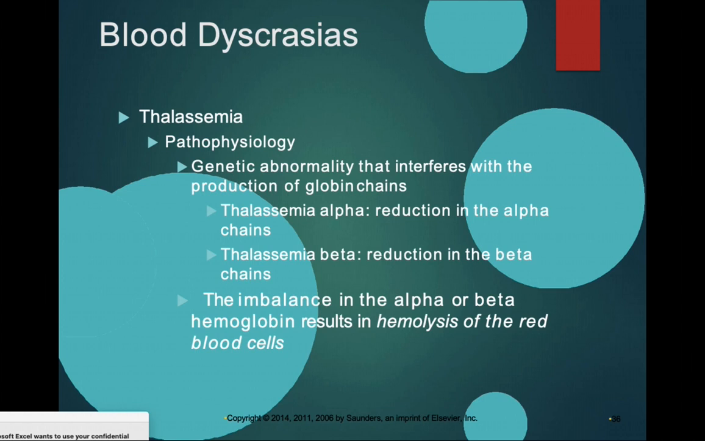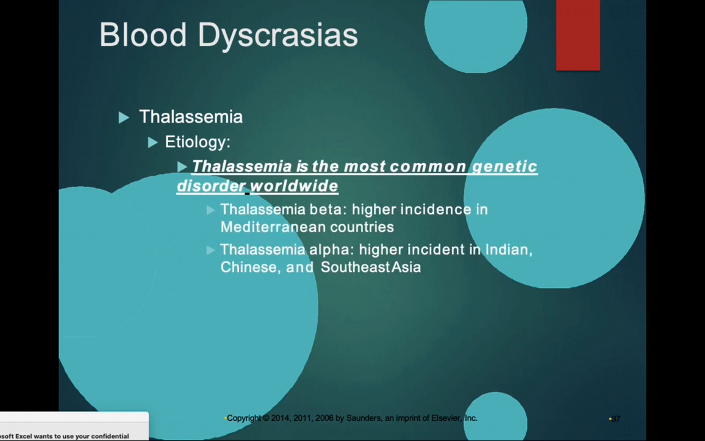The imbalance in the alpha or beta hemoglobin results in hemolysis, right, the breakdown of the red blood cells. The thalassemia is the most common genetic disorder worldwide. Thalassemia beta, higher incidence in Mediterranean countries. Thalassemia alpha, higher incidence in Indian, Chinese, and Southeast Asia. Thalassemia really means like anemia by the sea. We see this in a lot of Greeks as well.